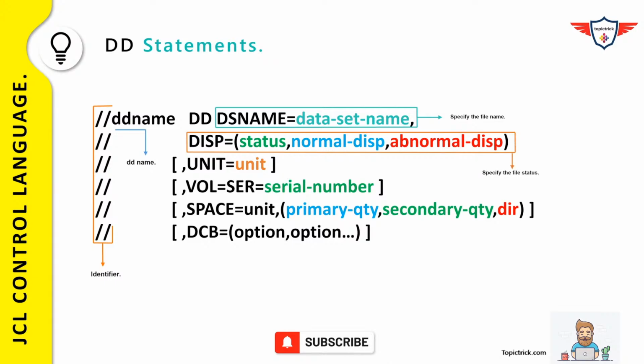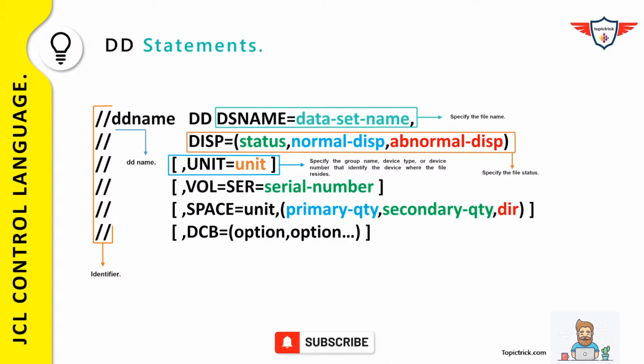The next parameter is the disposition parameter, and it is used to describe the status of a dataset, and the processing of a dataset at normal and abnormal termination of the job. The disposition parameter may have up to 3 positional subparameters, and if one or more subparameters are used, then they have to be separated by commas, the way I have just mentioned in the slide. We're going to discuss all these parameters in detail in our next slide.